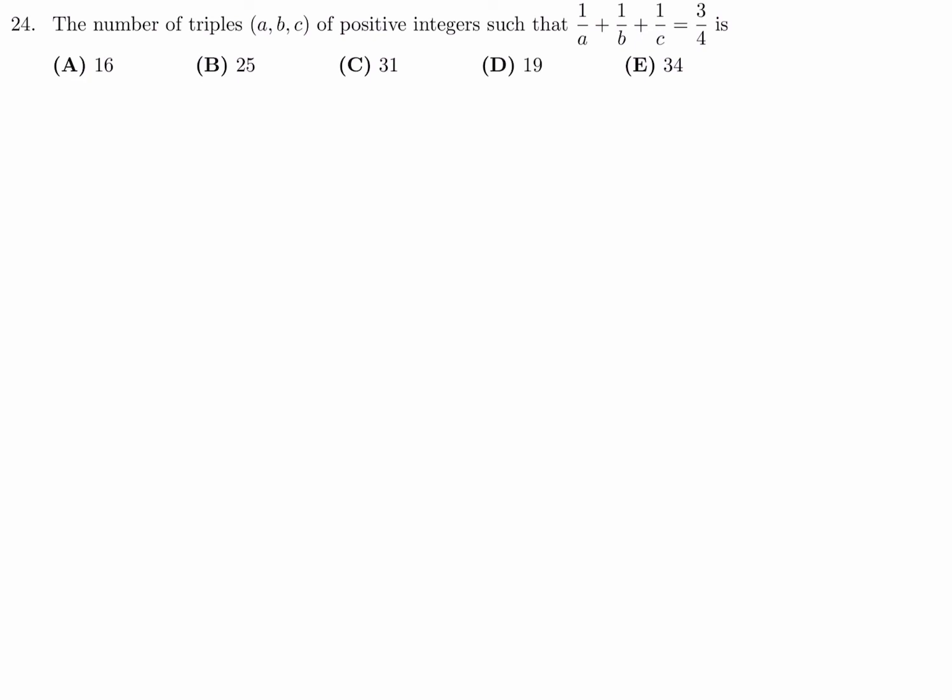The number of triples A, B, C of positive integers such that 1 over A plus 1 over B plus 1 over C is equal to 3 over 4 is... The first thing we need to do is make a table, and off we go.